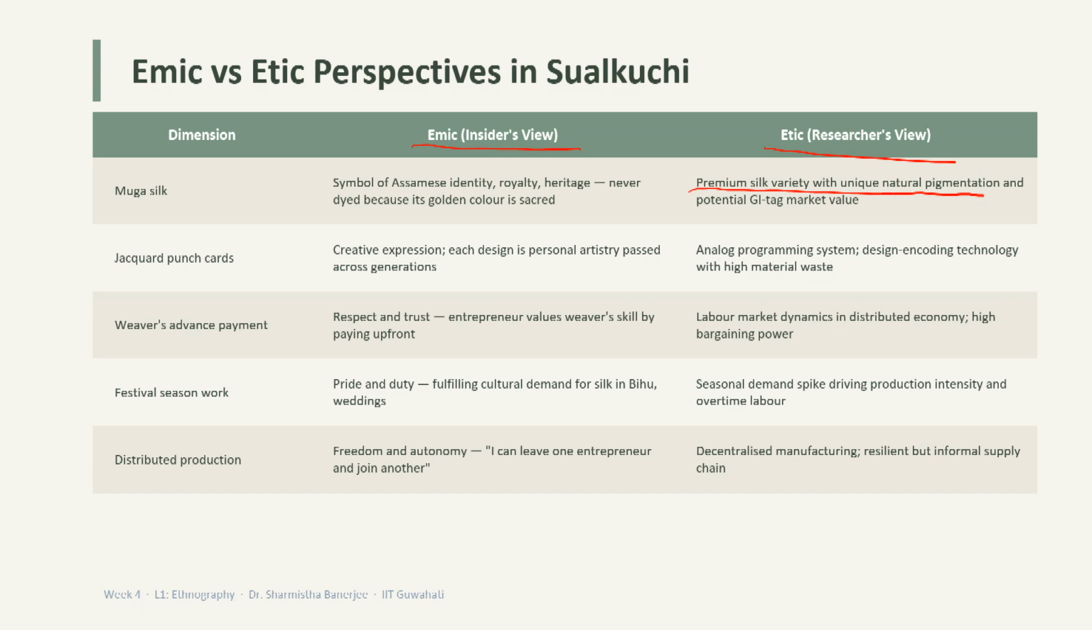So I can leave one entrepreneur and join another. That is the level of freedom that is enjoyed by the weavers in this particular economy. From an etic perspective, I see that this is decentralized manufacturing. It is resilient but informal, because the supply chain of weavers, which is the most important thing, is resilient but informal, and we have to look at the strengths and weaknesses to create a more resilient, robust system.